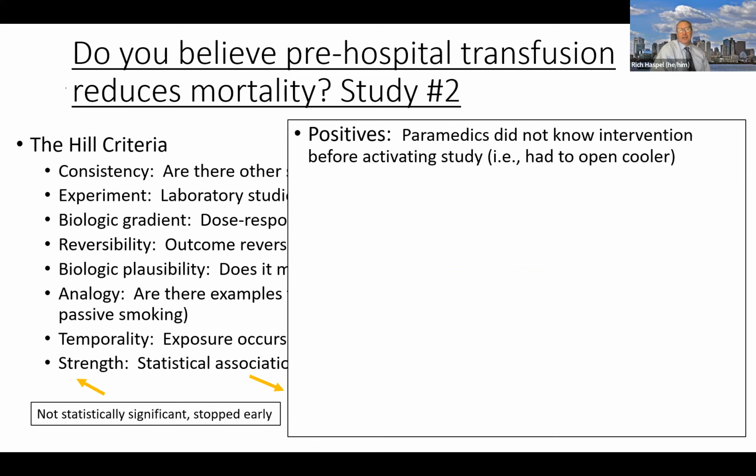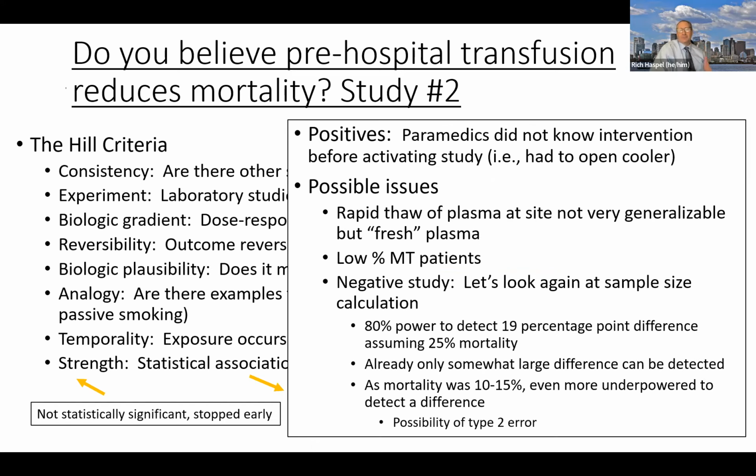It was stopped early. And again, the main thing here is how they used to detect the power, but also it was a 19 percentage point difference, assuming 25% mortality, but the mortality was 10 to 15%. So it was even more underpowered to detect a difference. Because again, if you have few people who reach the outcome, you're less likely to see a difference. So again, the big problem here was that if there was a difference, it was probably terribly underpowered to detect one.